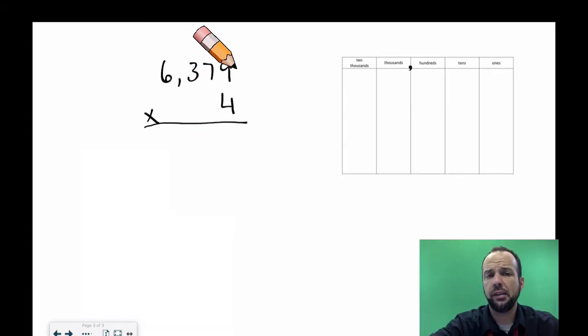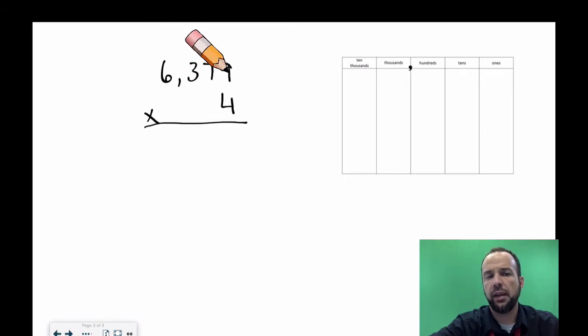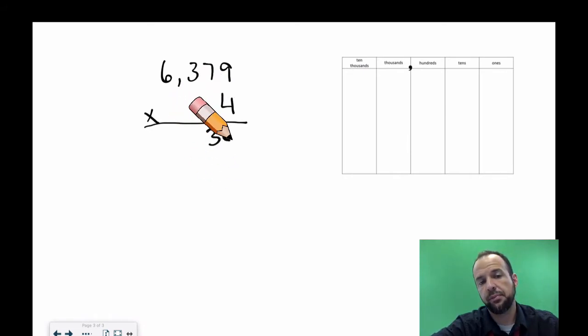All right, so for this one again, we're going to start in our ones place, okay? And I'm going to try to do this one without the place value chart this time, just to try to keep my mind on track here, okay? We have 9 times 4. So I know my times tables. 9 times 4 is going to give me 36, right? So I'm just going to write down my 36 here.